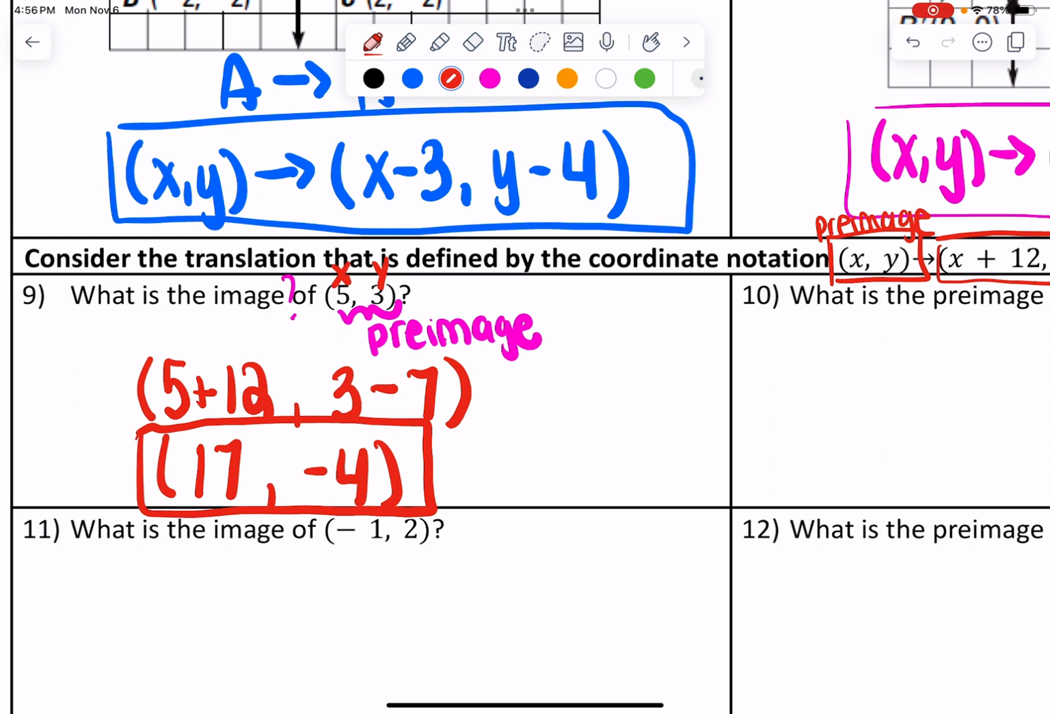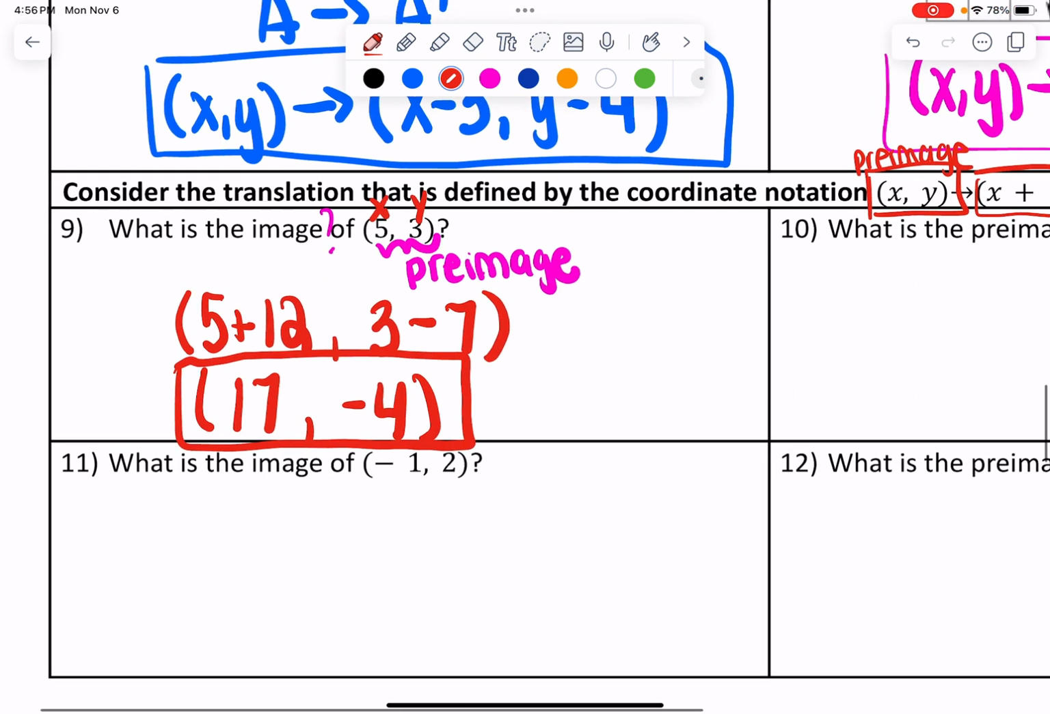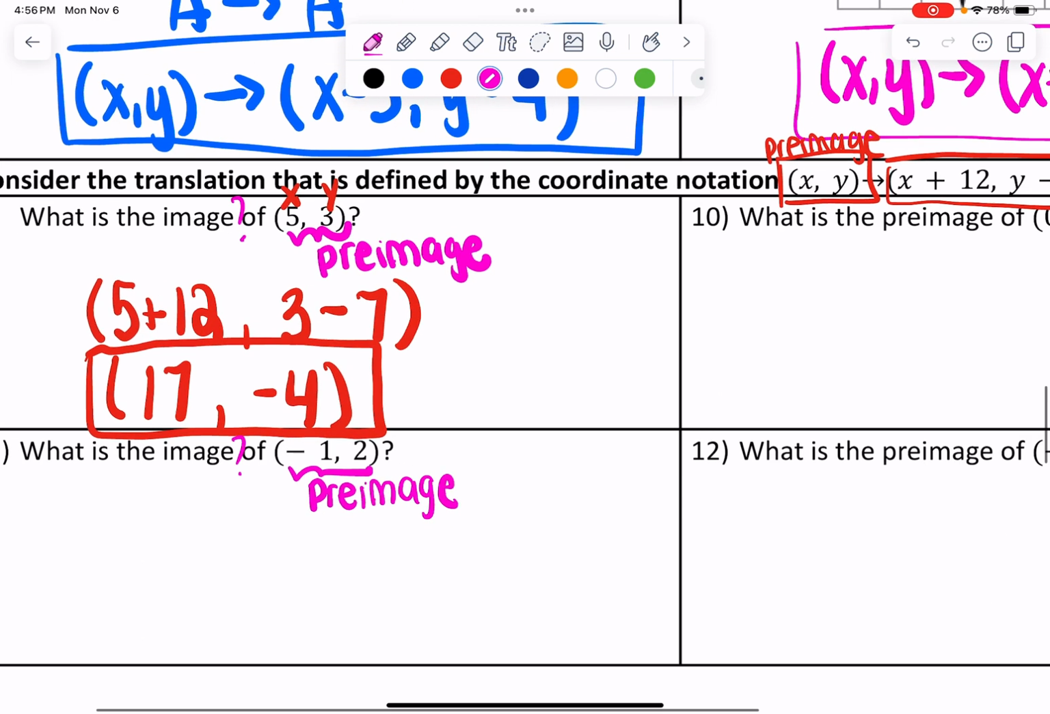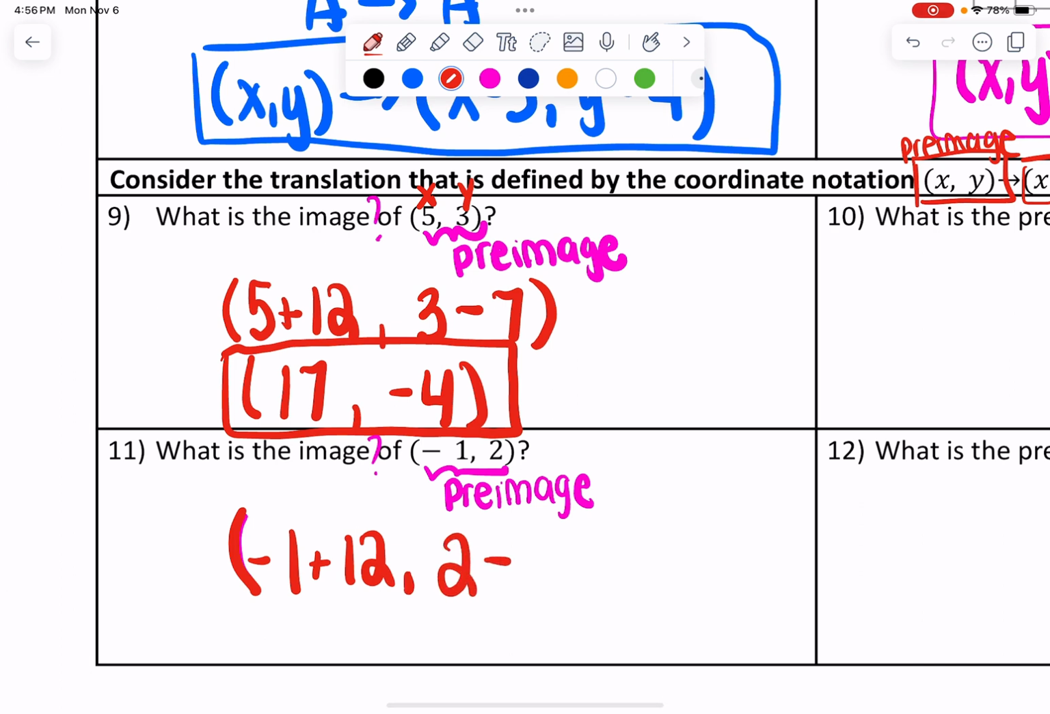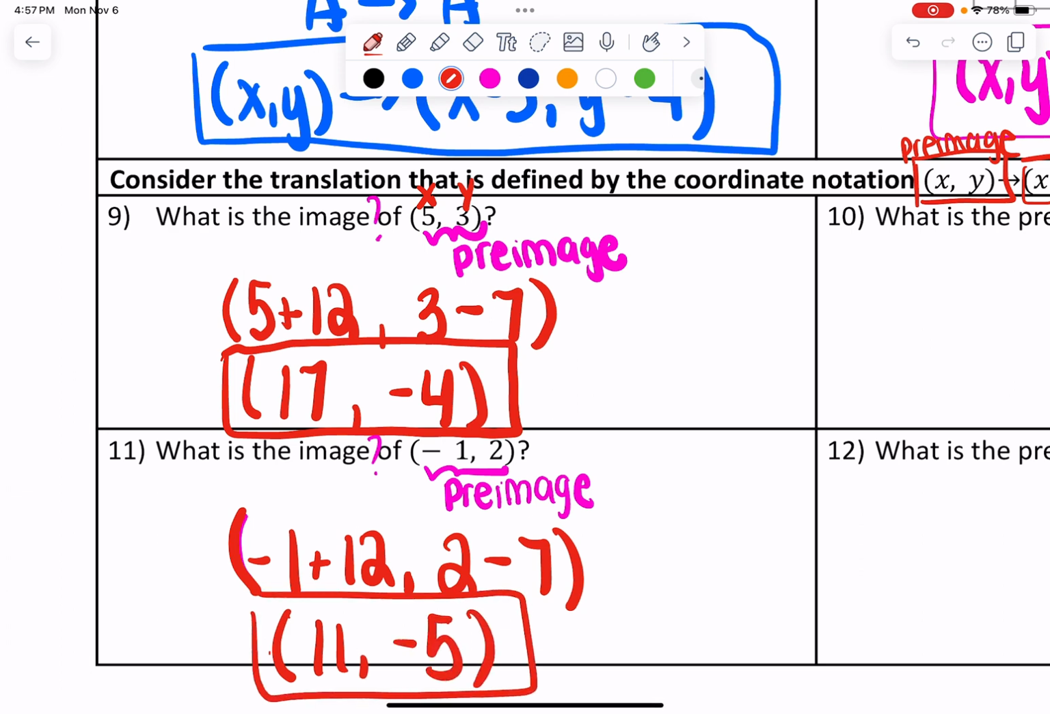Let's try another one like that, okay? So let's look at number 11 really quick. It says, what is the image? That's what the question is. You're given the pre-image. Same idea: X is negative 1, Y is 2. You're plugging it into that formula X plus 12, Y minus 7. So it would be negative 1 plus 12, comma, 2 minus 7. And then solving that, you would have 11, comma, negative 5. And that would be your image coordinates.